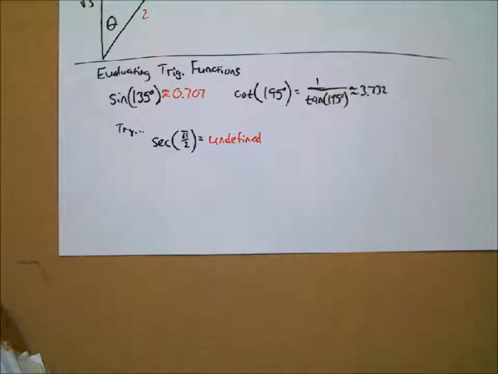Well, let me back up a step here. What's cosine of pi over 2? Just type that in your calculator. It's 0. So why might we be getting an error when we do secant of pi over 2? Can't divide by 0. Okay, it's undefined. In fact, the graph of secant has a vertical asymptote at pi over 2.